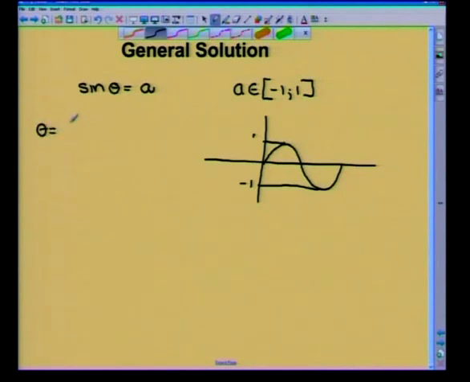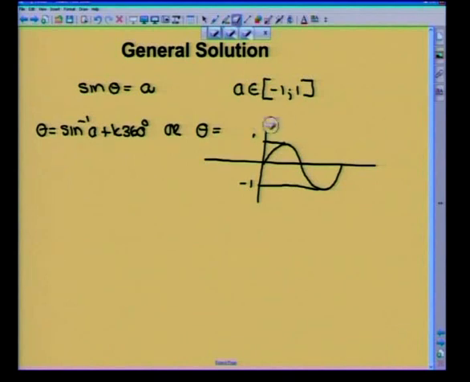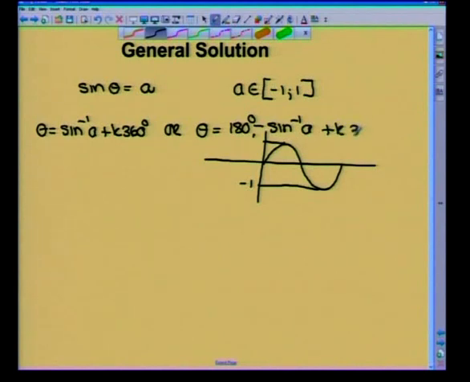So what would I be able to do? I'd be able to say then that theta is equal to shift sine a plus k·360, or theta is equal to 180 degrees minus shift sine a plus k·360, and k is an element of Z. That is essential. They don't always give a mark to this, but if you don't put it there, rest assured they're going to take a mark off. So always make sure you define your k.